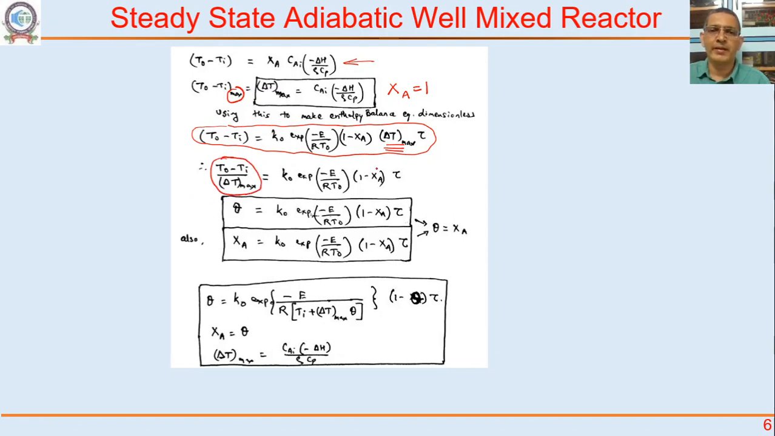So we are going to write this as theta. So theta is our actual T naught minus Ti divided by this delta T max. Okay. So theta would be K naught e raised to minus E by R T naught, 1 minus XA, into tau. And of course we have our first equation from material balance. XA is K naught e raised to minus E by R T naught, 1 minus XA, into tau. And these two, if you take together, you will find that theta is nothing but XA.